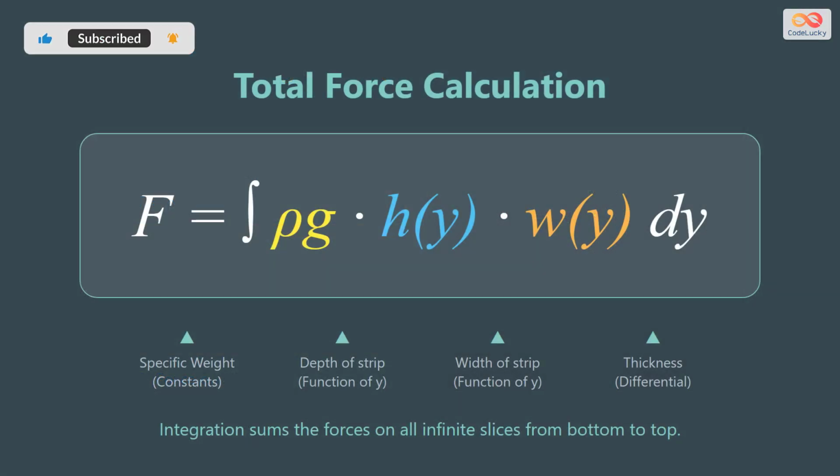To find the total force on the entire surface, we sum up the forces on all these infinite slices. This summation is exactly what an integral does. The total force F is the integral of density times gravity, times the depth function h of y, times the width function w of y, integrated with respect to y. The constants, density and gravity, can often be pulled outside the integral.